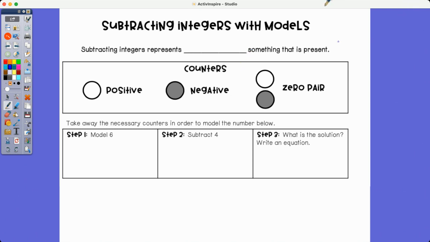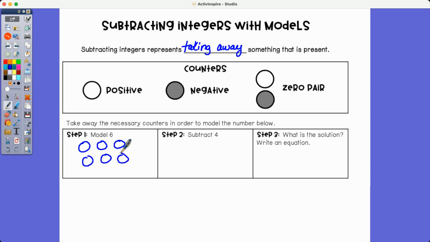First thing we're going to do is find out what subtracting integers represents. It represents taking away something that is present. So, taking away. And we're going to be using counters just like we did yesterday. So we're going to model 6 and take away. First, we're going to model positive 6.